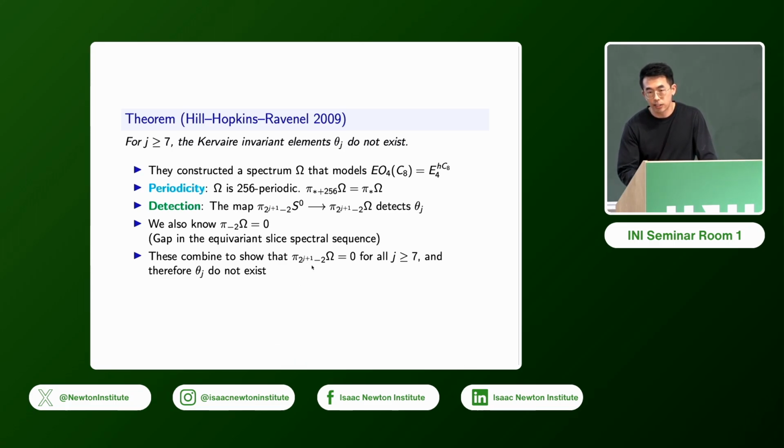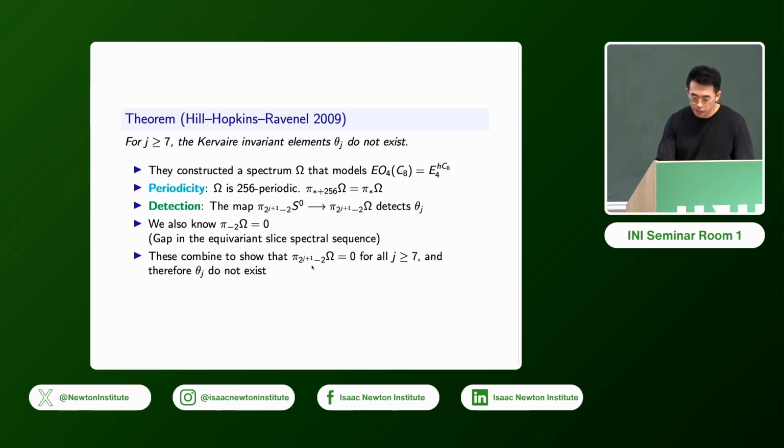For j at least 7. Because if I plug in j equal to 7 here, I get 2 to the power of 7 plus 1, which is 2 to the 8. That's 256, which matches the periodicity here. So if I know pi minus 2 is 0, and I know it's 256 periodic, that means pi 256 minus 2 is also 0, and so on and so forth when I keep shifting. Okay? And therefore, since I know that pi star of omega is 0 in all of these dimensions, I know theta j do not exist. So that's how they prove their theorem.